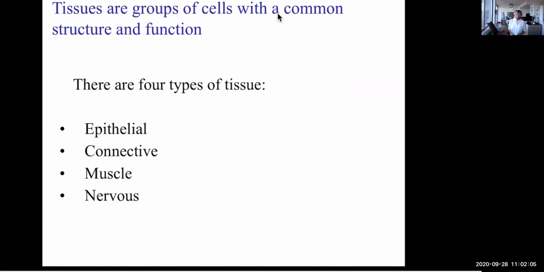What are tissues? There are four main types of tissue. Tissues are groups of cells with a common function. They work together. There are four types: epithelial, connective, muscle, and nervous tissue. So the four types of tissue.